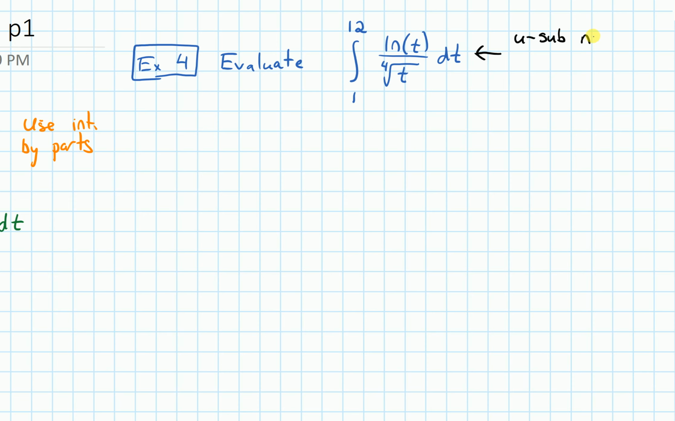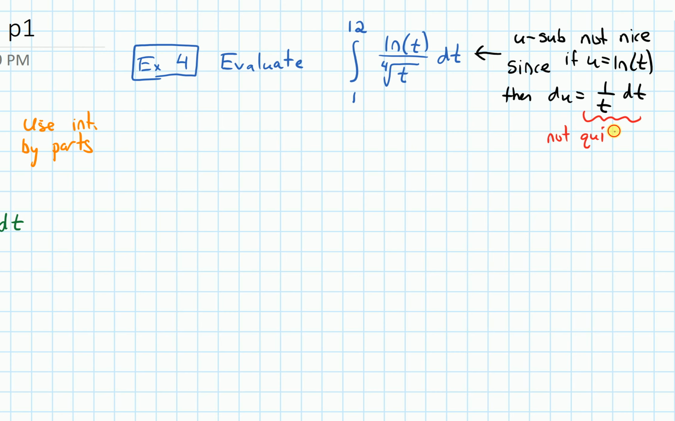And u sub is not nice in this example. Let's just look at what happens if we were to try it. If u were equal to ln of t, then du would be equal to 1 over t dt. And if I look at my integral, I don't quite see 1 over t dt. This is not quite what we have.